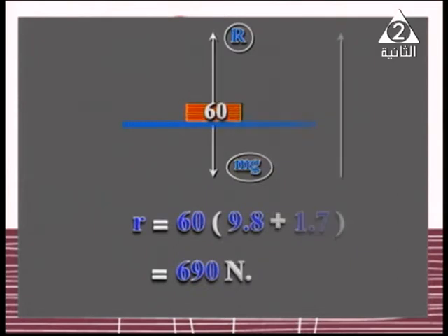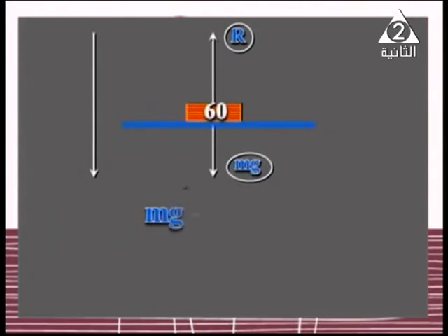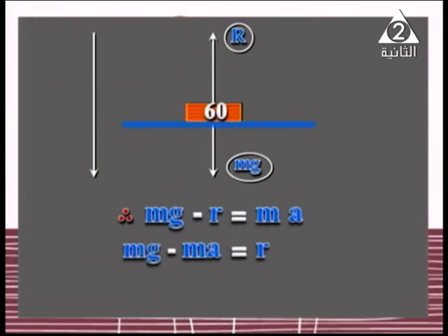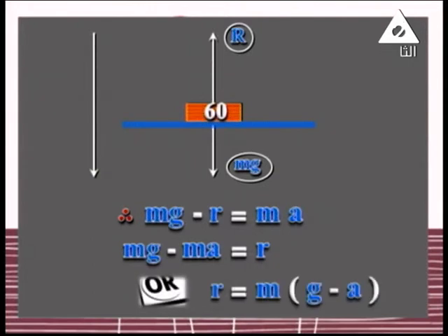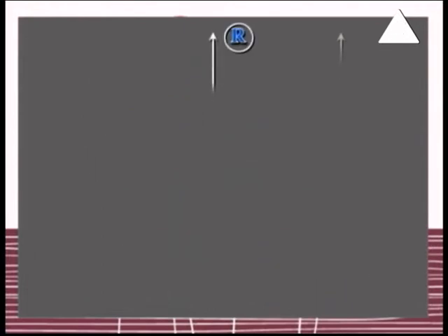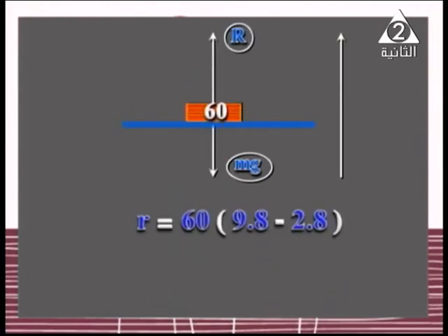In the third case, my dear student, the motion is downward. mg minus r equals ma. Therefore, mg minus ma equals r, or r equals m common factor multiplied by bracket g minus a. In the case where the motion is vertical but downward, r equals m multiplied by g minus a. In this case, by substitution, r equals 60 times 9.8 minus 2.8, answer is 420 Newton.